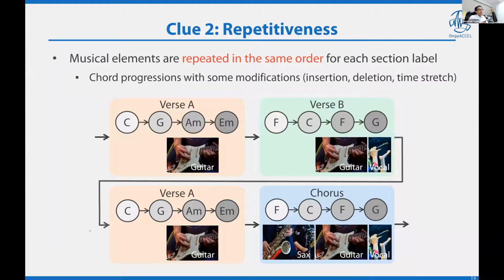The second clue is repetitiveness. This means that musical elements are repeated in the same order for each section level. In this case, you can see the same chord progression in the verse A sections: C, D, A minor, E minor. However, please note that there are some modifications in such a repetition of chord progressions. So we have to allow some chord insertion, deletion, and time stretch to formulate some model.